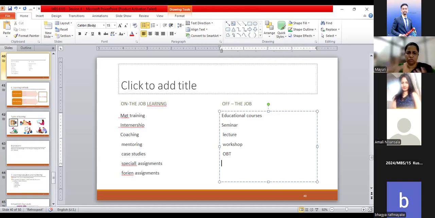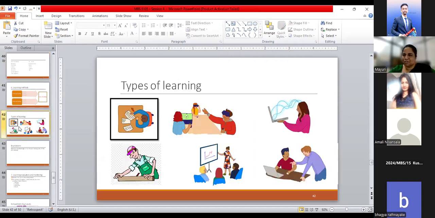So you have to choose based on your requirement. You have to choose whether you are going on the job or off the job, based on the nature of the learning need that you are going to satisfy. Okay. Right. And these are learning methods.